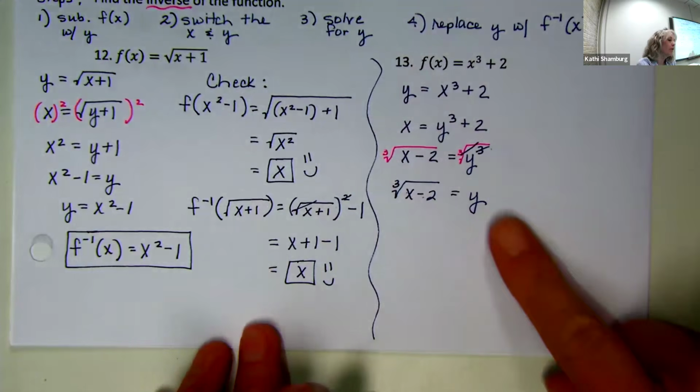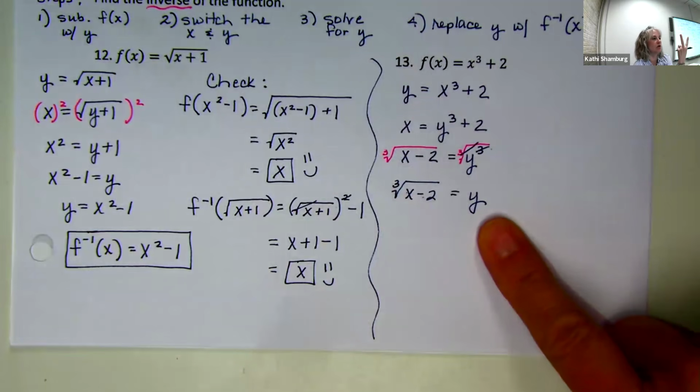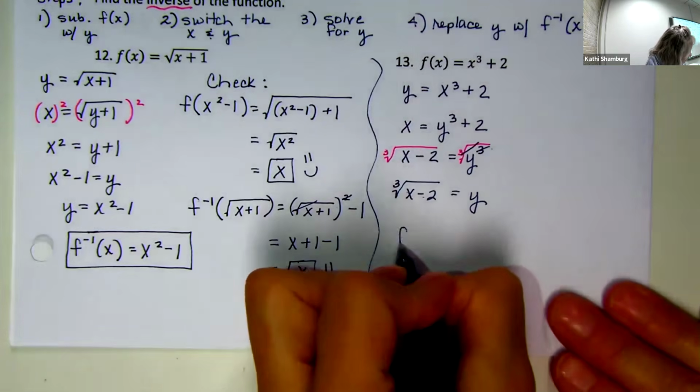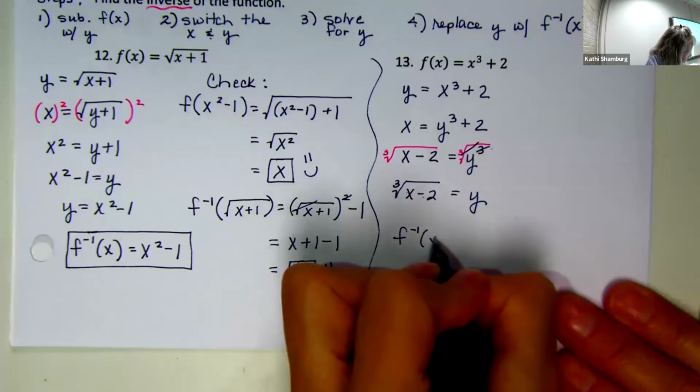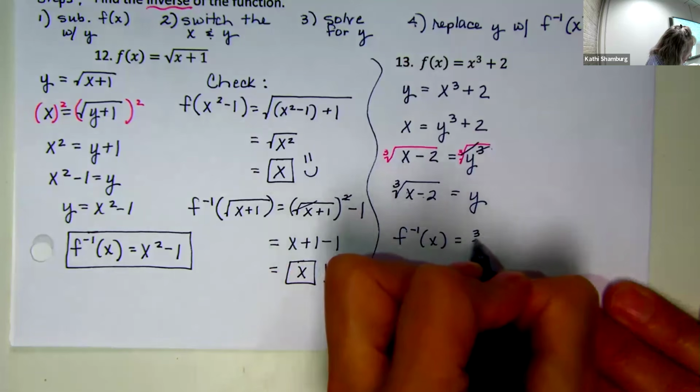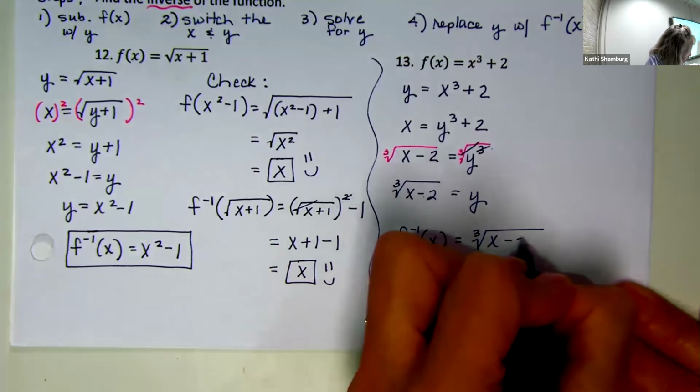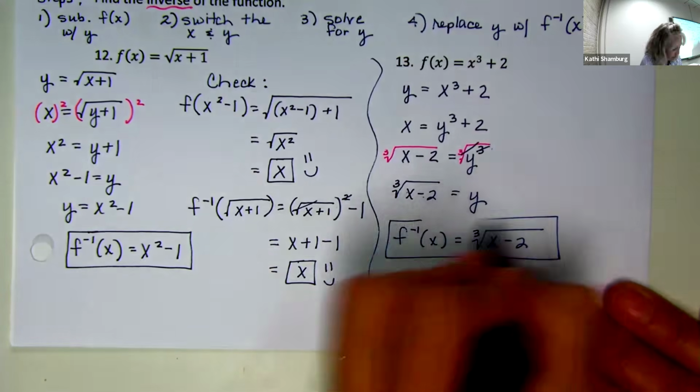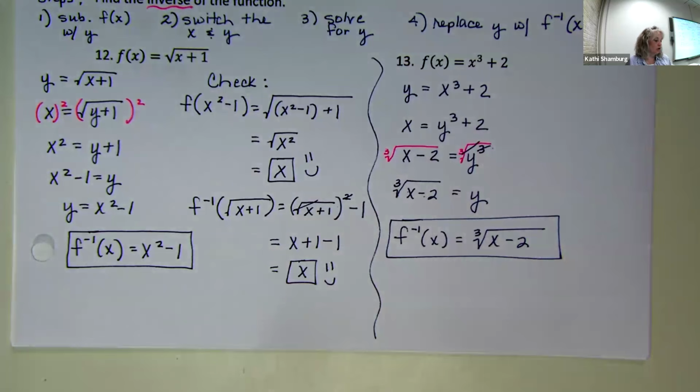And then of course we replace, and I'm now going to switch this. I'm going to replace that with the inverse. So we have the inverse notation equals the cube root of x minus 2. And I'm not going to check this one, but you could. Okay?